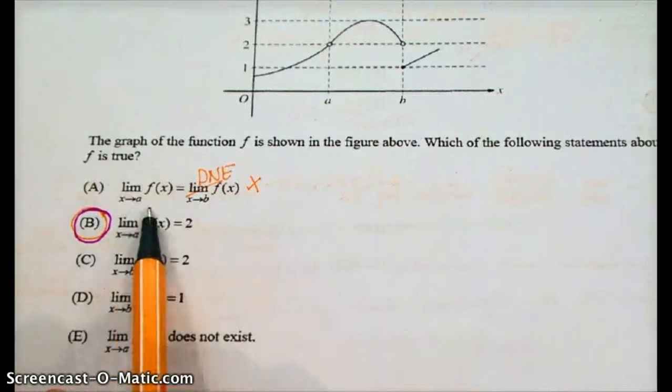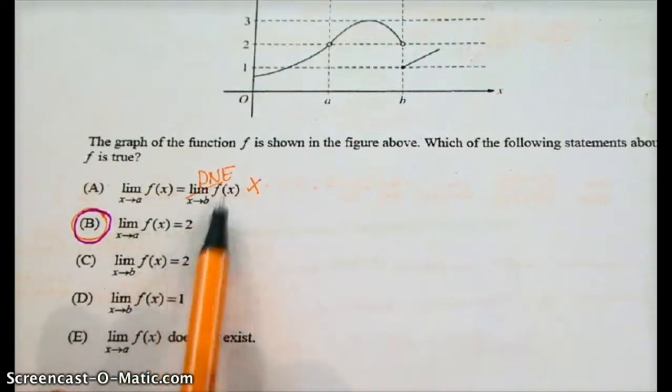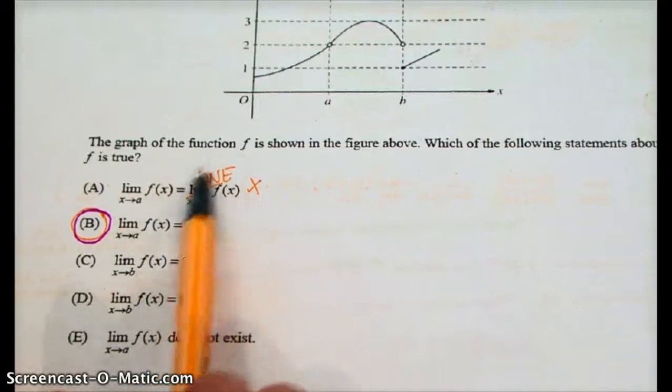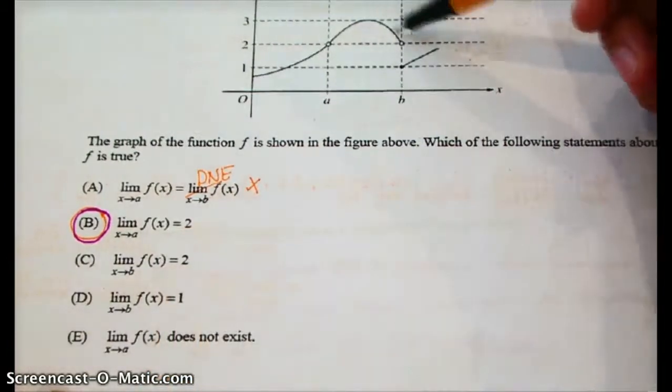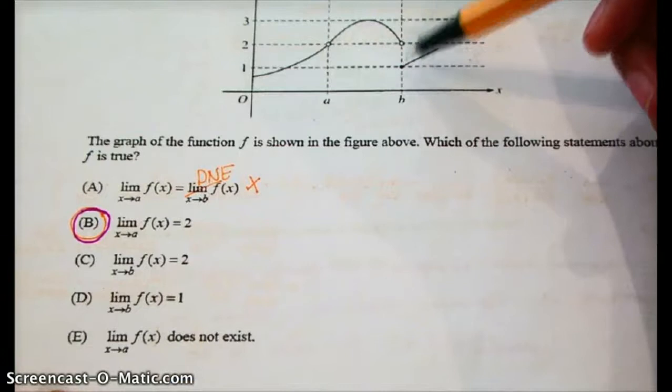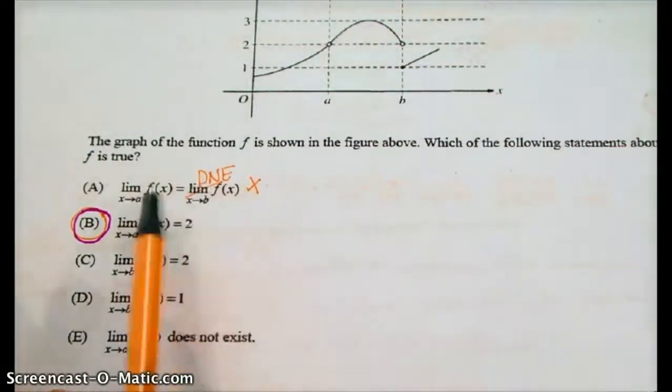The limit as x approaches a of f of x equals the limit as x approaches b of f of x. Well, as you can see, I wrote on top of this that it doesn't exist, and that's because the left-hand side limit and the right-hand side limit don't equal each other. So if this one doesn't exist, then obviously they can't equal each other.